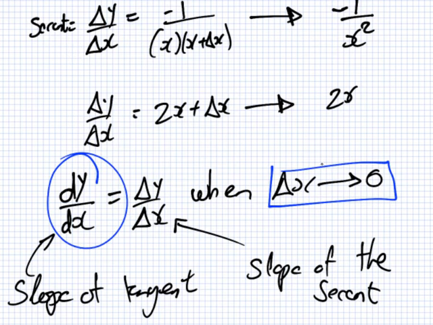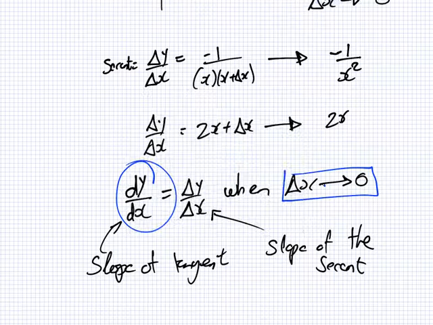Question? Could you just repeat the last part, the delta x has to become 0? To make the secant become a tangent. Okay, let's do another one together. I'll let you try it, then I'll do it.